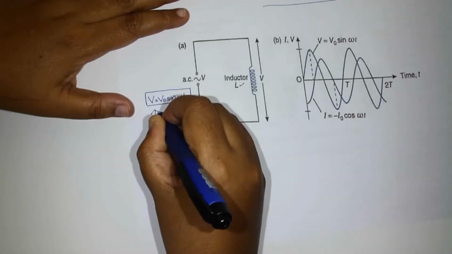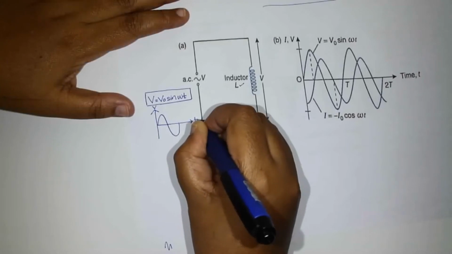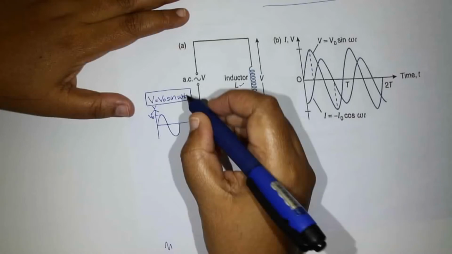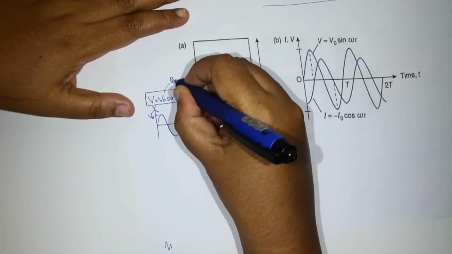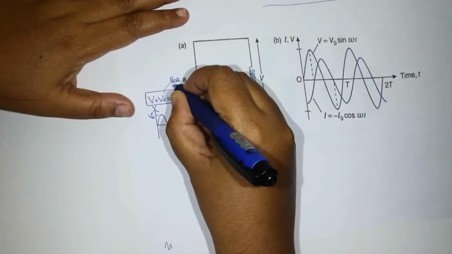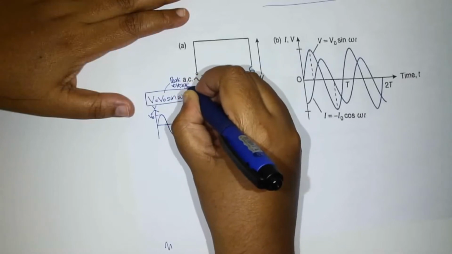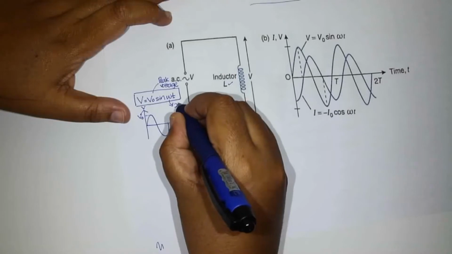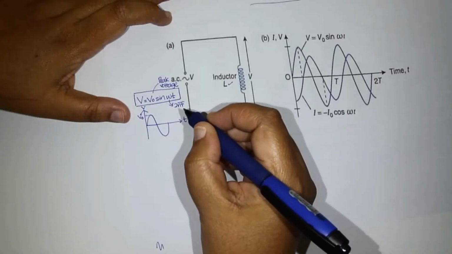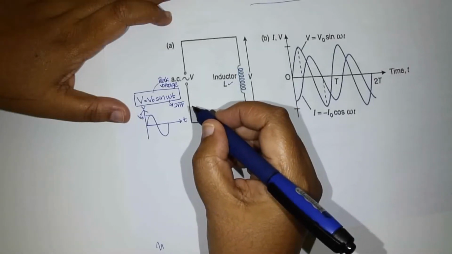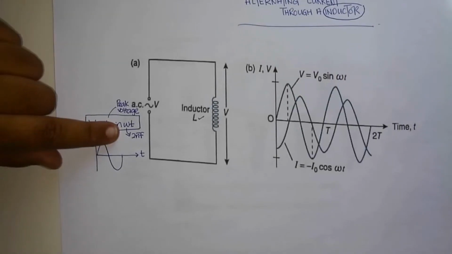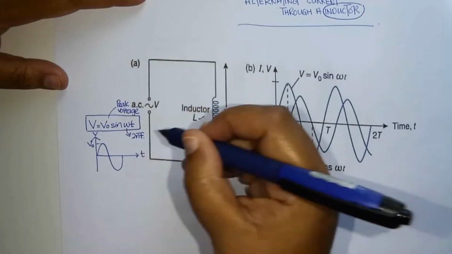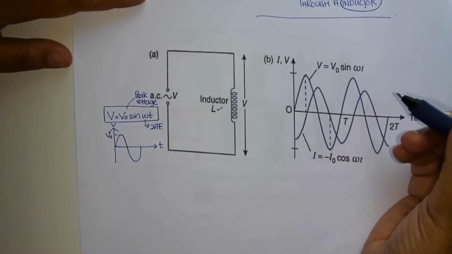This is a graph of V against t, and this is the peak voltage. V0 is called the peak voltage. Omega is 2 pi f, the angular frequency. This omega is called the angular frequency, which is 2 pi f, where f is the frequency. So that is what we know.